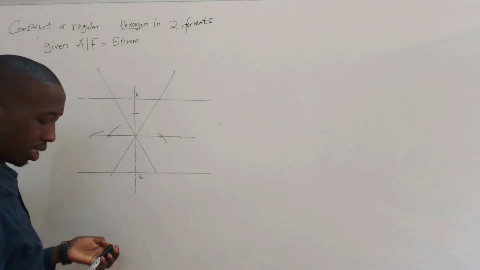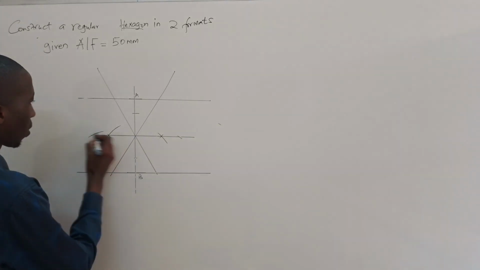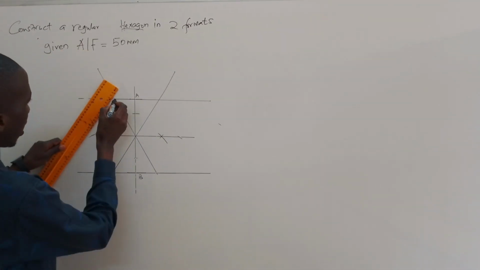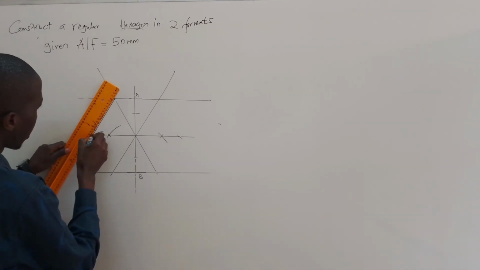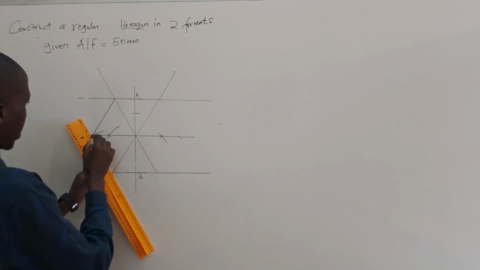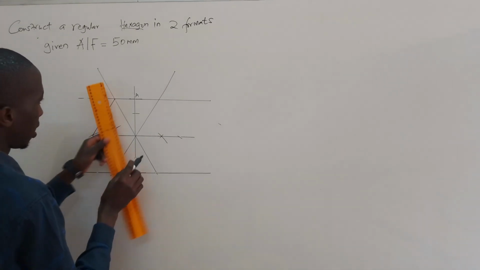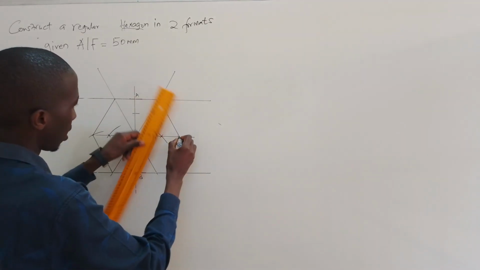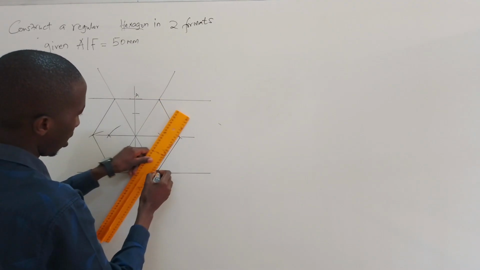Now I have obtained the other corner, so I have this corner and this corner. So I will join. Then you have this. Then I will have this one here.